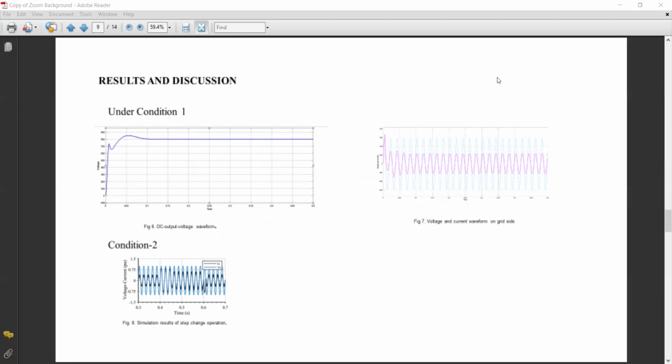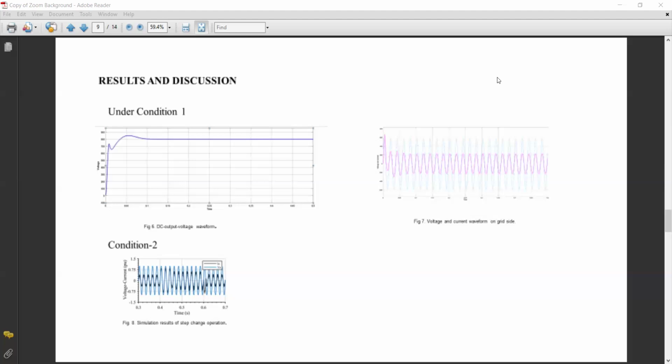Under condition 1, figure 6 depicts the output voltage waveform of the DC side observed during the simulation. It illustrates that the DC side voltage can reach the steady state value in 0.058 seconds and remain stable when the output voltage of the derived double closed loop control system is set at 800 volts at 0.25 seconds. When the load resistance value changes, the output voltage is affected, but it adjusts to the desired value within 0.05 seconds.